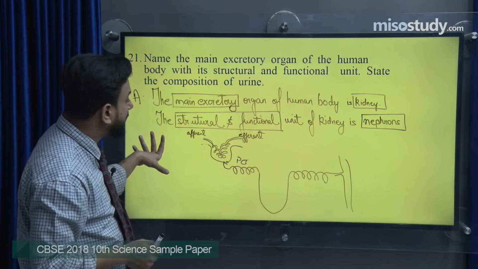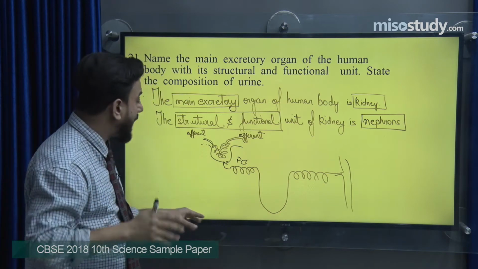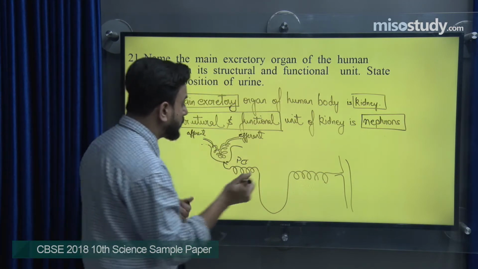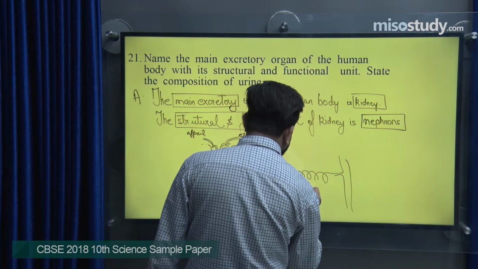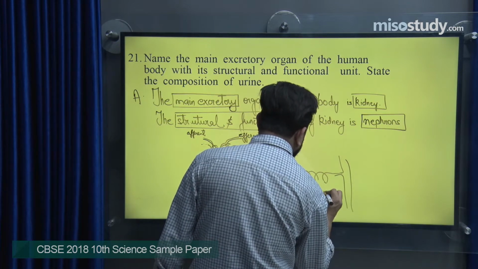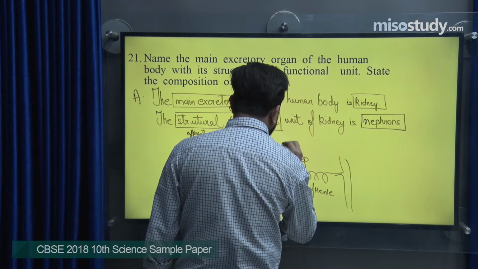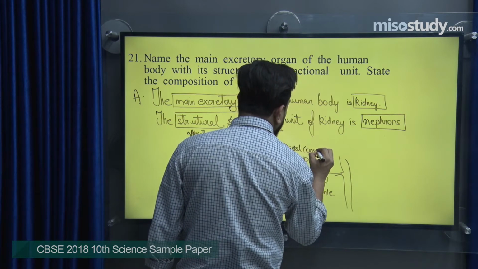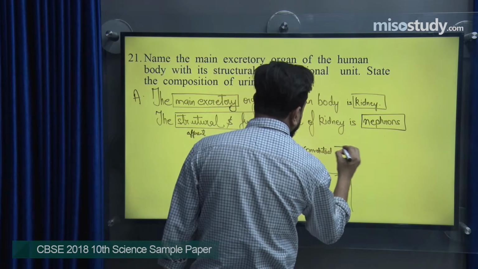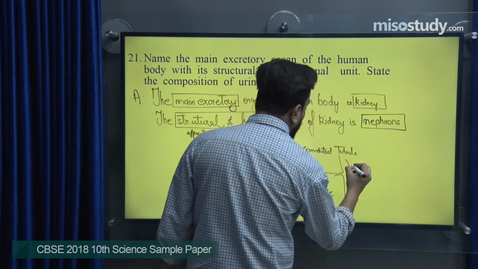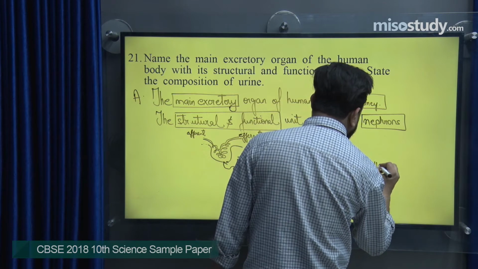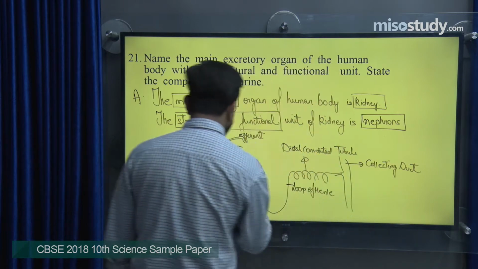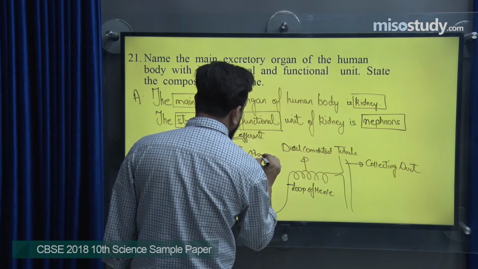The nephron, further, each nephron consists of these parts. This part is called the glomerulus, this part is the proximal convoluted tubule, this part is the loop of Henle, this part is called the distal convoluted tubule, and this part is called the collecting duct. Okay, and this part is the proximal convoluted tubule, which you already know.